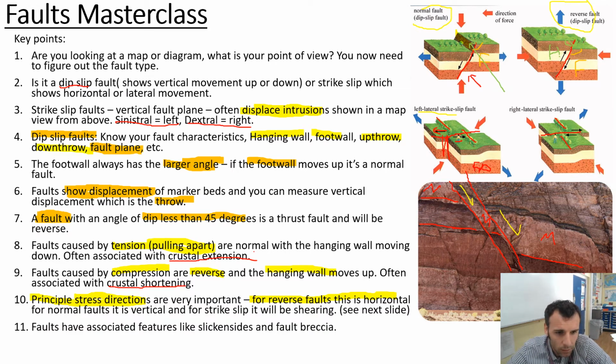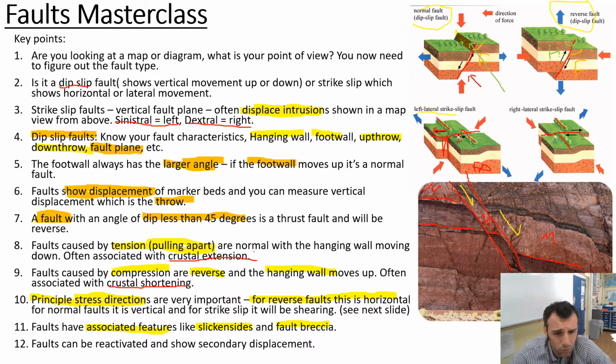The faults also, you could be asked about any associated features, so make sure you look up and have a look at these two terms, fault breccia and slickensides. I'm not going to go into them. Breccia is broken rock, usually appears on the fault plane, and slickensides, they look like large cracks, but you need to know a little bit more than that, and you need to be able to recognise them.